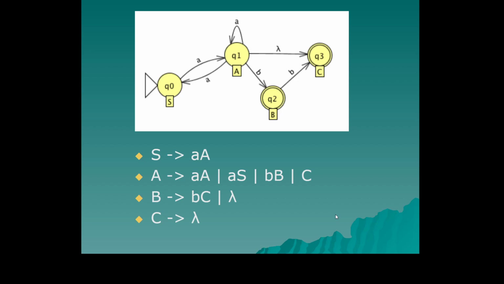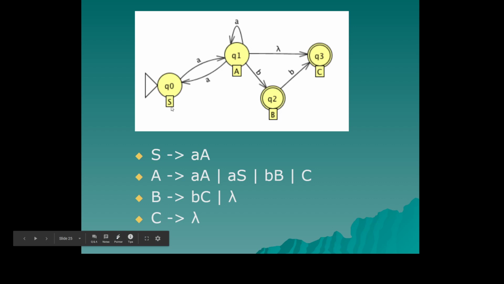We just label each state. So q0 is S, q1 is A, q2 is B, and q3 is C. We've now labeled each state, and we're going to use these labels with our rules down below. So we have a rule for S, a rule for A, a rule for B, and a rule for C.